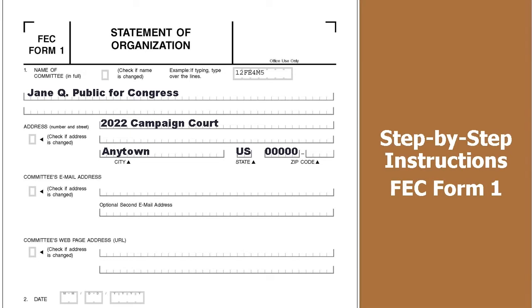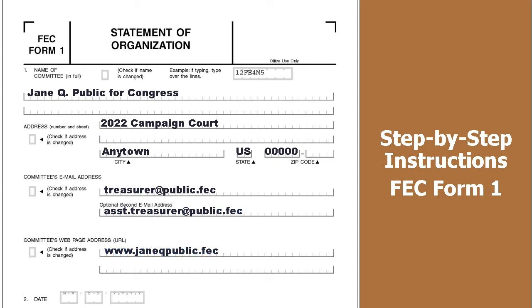Next, provide the committee's email address and website address if the committee has a site. The Commission uses the email address on Form 1 to send reporting reminders, requests for additional information, and other helpful compliance information. By providing a website address, your committee can ensure that voters will be able to find your official campaign website.